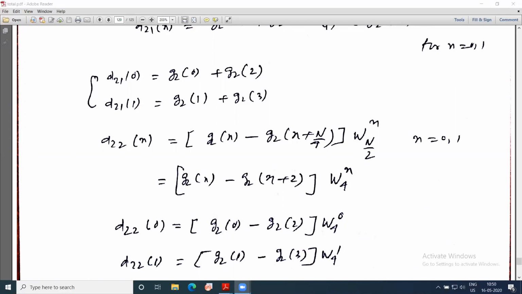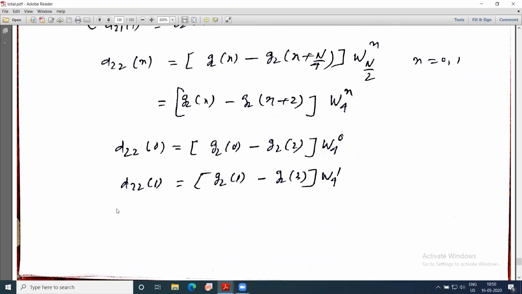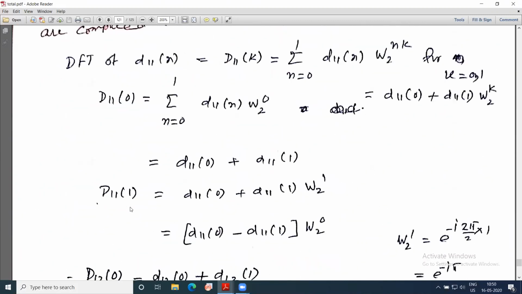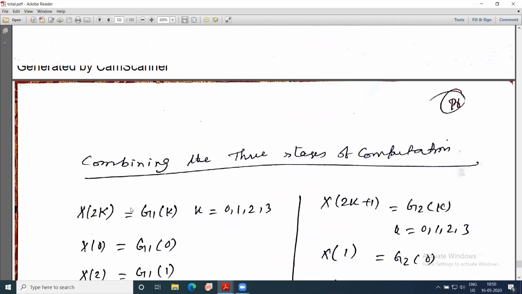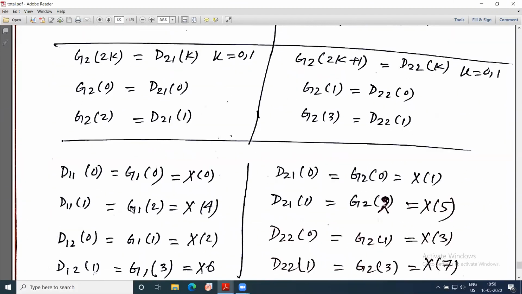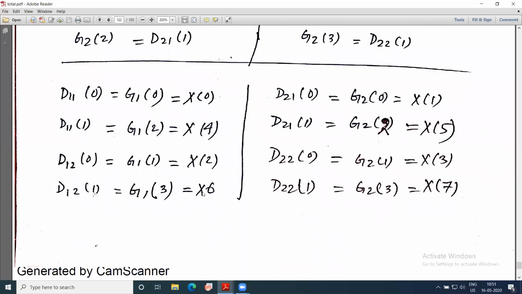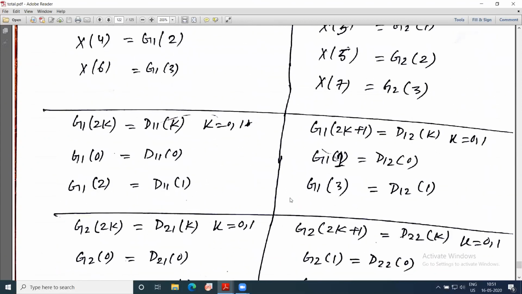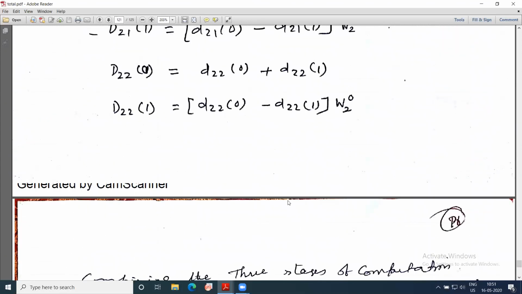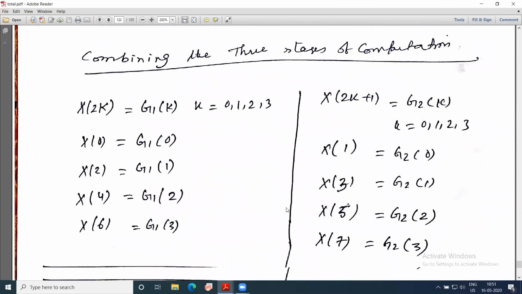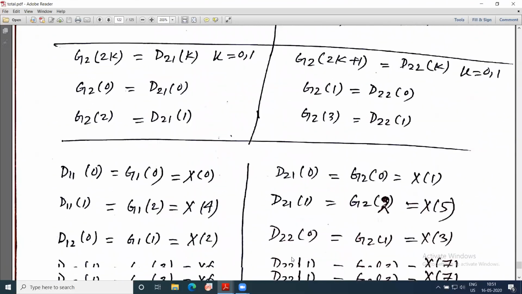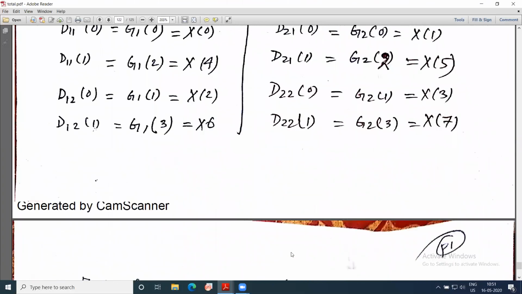And in the third stage, of course, your output will be x0, x1, and all this. The output will be x0, x4, x2, x6. They are the output of the third stage. So these are the 3 stages of computation. If n equal to 8, that could be written as 2 power 3, and 2 power 3 means the number of stages will be 3.